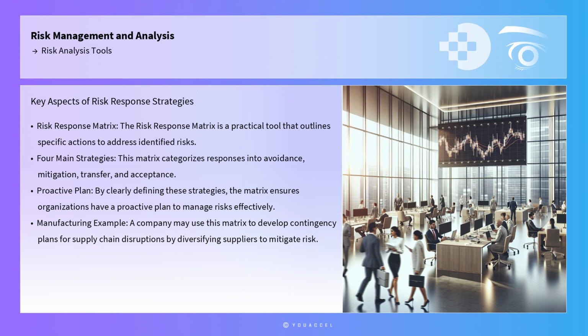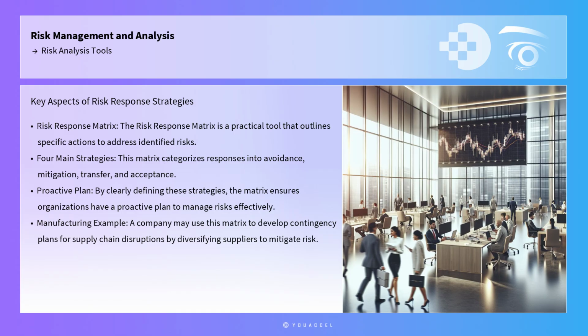Another critical aspect of risk analysis is the development of risk response strategies. The risk response matrix is a practical tool that outlines specific actions to address identified risks. This matrix categorizes responses into four main strategies: avoidance, mitigation, transfer, and acceptance. By clearly defining these strategies, the risk response matrix ensures that organizations have a proactive plan in place to manage risks effectively.